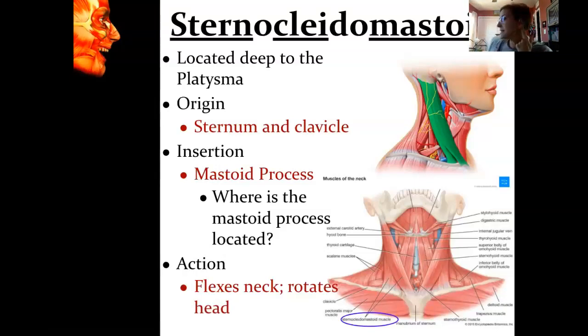Remember the mastoid process. So when I pull these anchors towards their origin, it causes me to lower my head. So bending the head down. Or if I only pull one at a time, it causes me to rotate my head and look to one side or the other. Okay, that is the sternocleidomastoid, perhaps the most difficult one, but chop it apart into its syllables, and I think you'll find it easier to say. Any questions on that one?